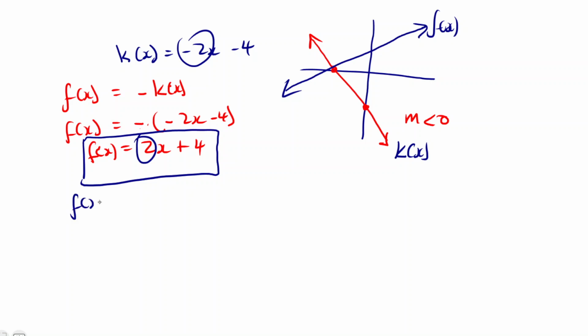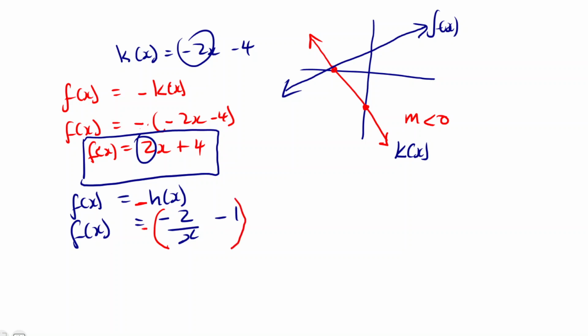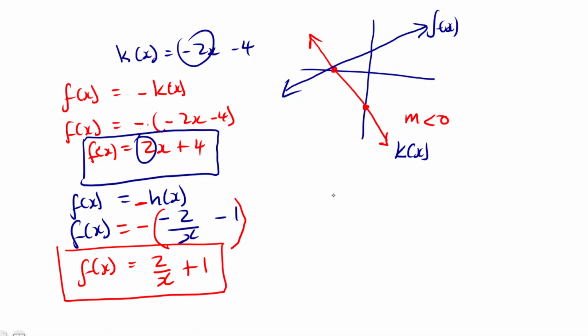Let's say you find the reflection of h of x, the hyperbolic function. The hyperbolic function was negative 2 over x minus 1. When they say find the reflection, you just put a negative in front of h of x. That means all of this equation is multiplied by a negative. So the final equation will be 2 over x, and negative times negative 1 is positive 1. This is the reflection of the function h of x.